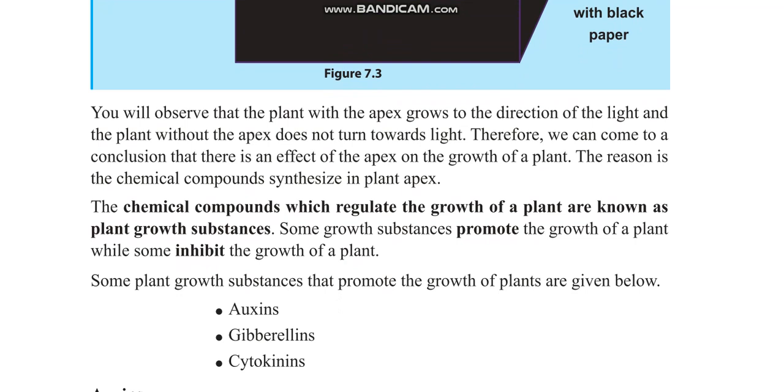The chemical compounds which regulate the growth of a plant are known as what? Plant growth substances. So this lesson is all about the plant growth substances which promote the growth of the plant, and some will also inhibit. That means some chemicals can stop the growth of the plant, and some can promote the growth of the plant. So there is an effect on the apex, because the apex contains the important chemical compounds which regulate the growth of the plant. So I hope it's clear.